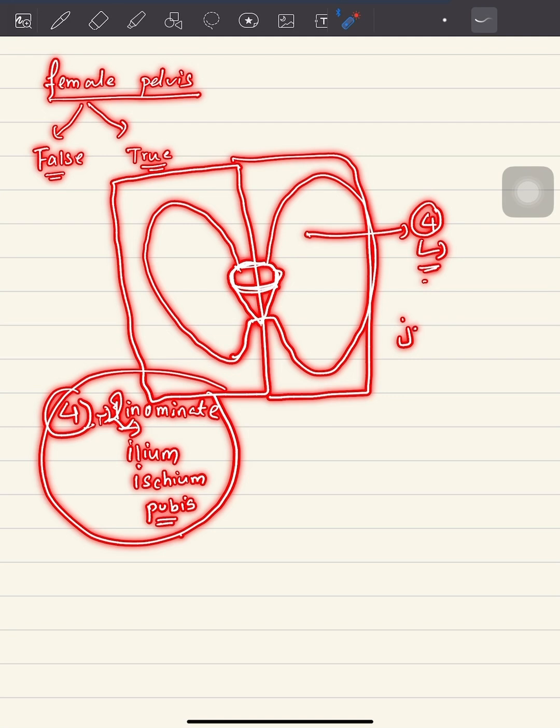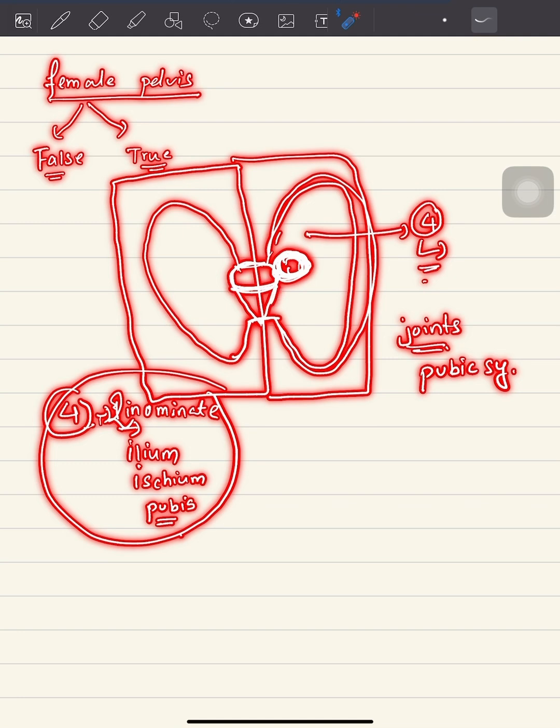Now while we talk about the joints, one of the joints would be the sacroiliac joint, connecting the sacrum and the ilium bone, then another would be the pubic symphysis, and another would be the sacrococcygeal joint. So there are three joints, or we can say four joints, because one sacroiliac joint is present over here and another sacroiliac joint is present over here. So there would be four bones and four joints.